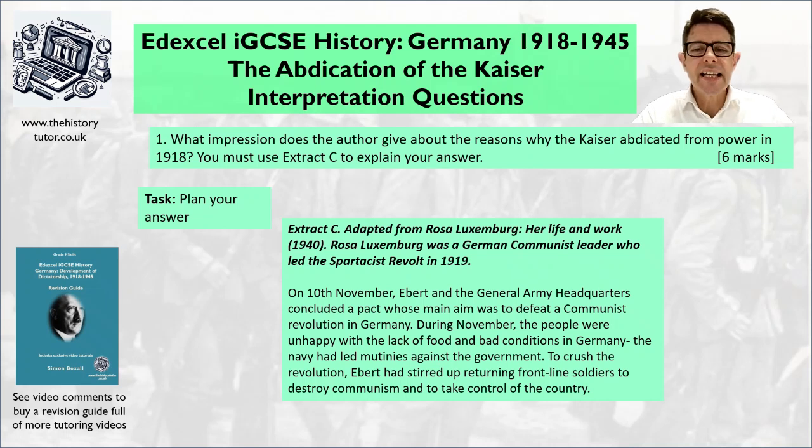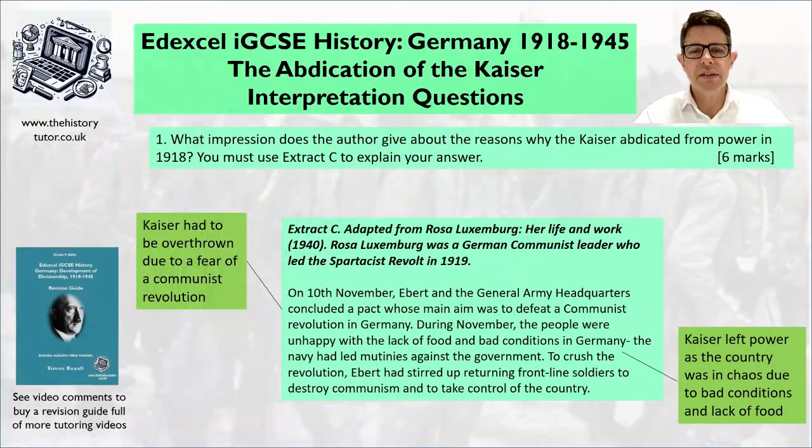We've got extract C here about Rosa Luxemburg, and Rosa Luxemburg, of course, famous for the Spartacus revolt in 1919. So have a read through the extract, see if you can find 2 ideas in there as per our success criteria, and label them around the extract or highlight them in your revision guide. So pause me now and give it a go.